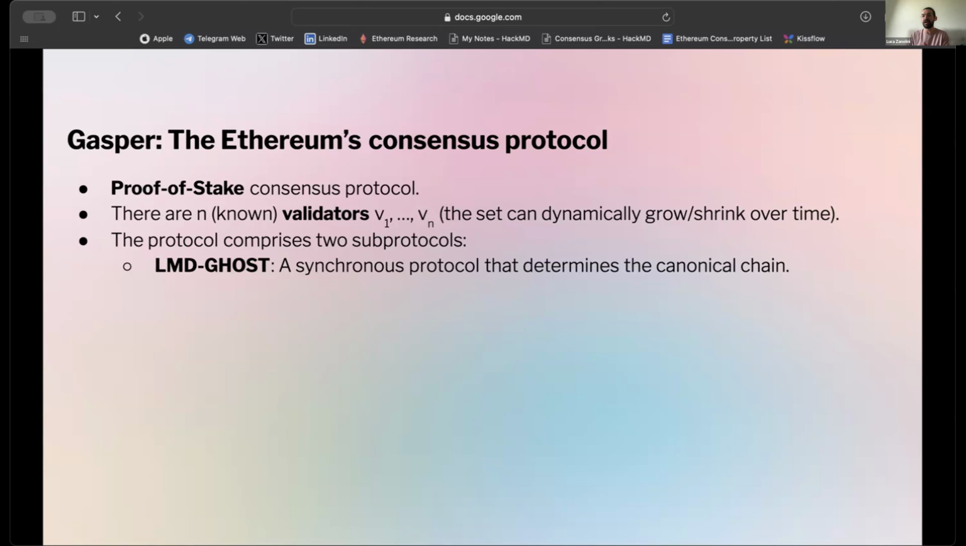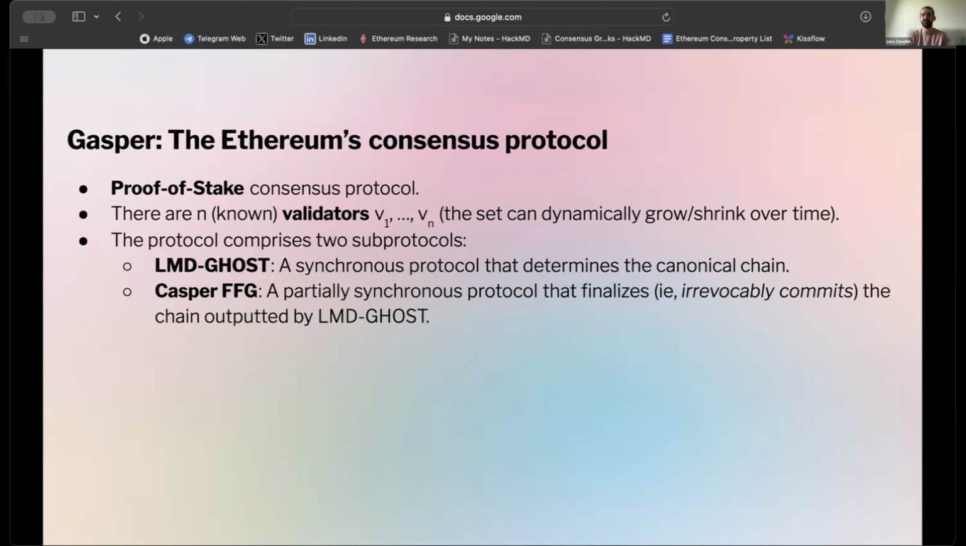There is a message delay bound between messages exchanged by honest validators. So if I'm an honest validator and I gossip something, we assume that within a certain delta, this message will be received by all the other honest validators, which in the case of Ethereum, this delta is roughly 4 seconds. And the second protocol is called Gasper FFG.